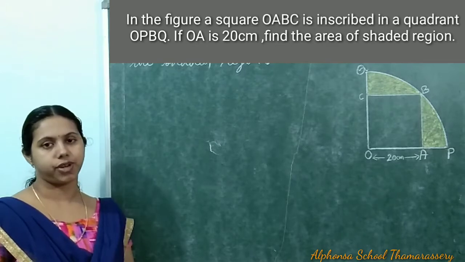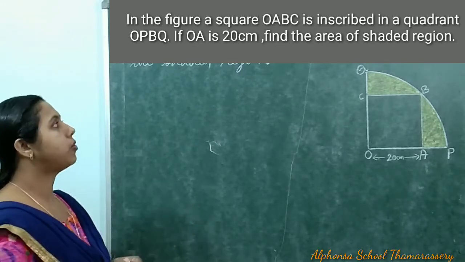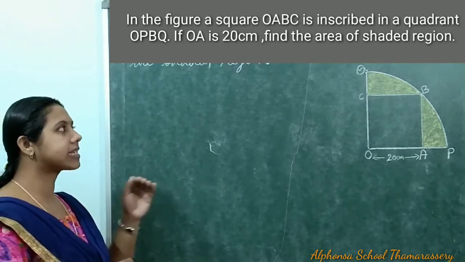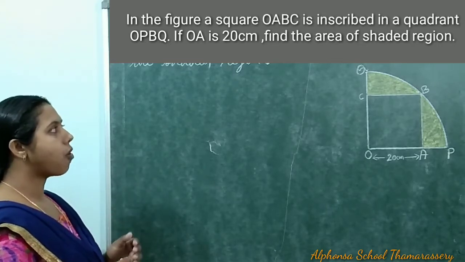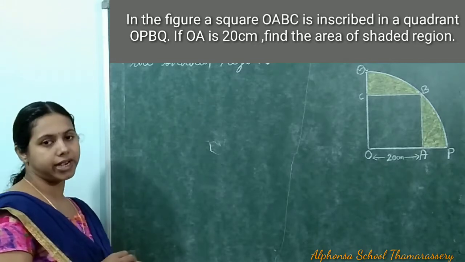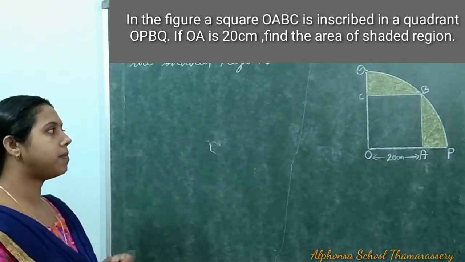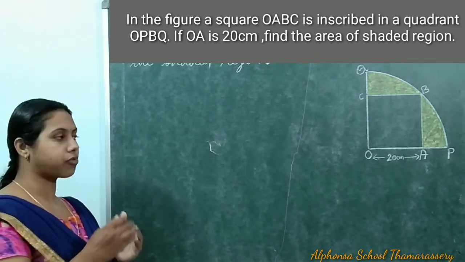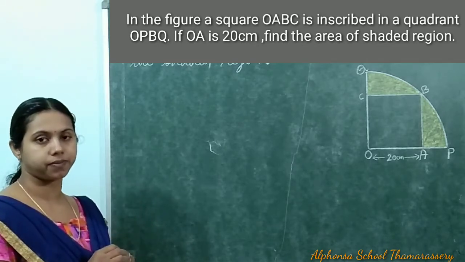Let us see the next question. And the figure: OPBQ is a quadrant. A square OABC is inscribed in a quadrant OPBQ. If OA is equal to 20 centimeter, then find the area of the shaded region. Here it's given that OPBQ is a quadrant, and a square OABC is inscribed in the quadrant.